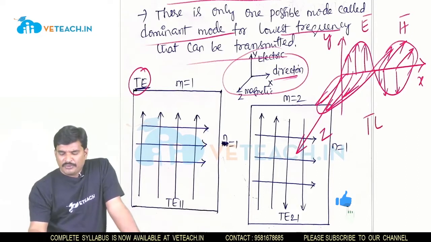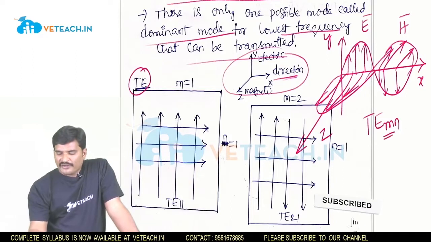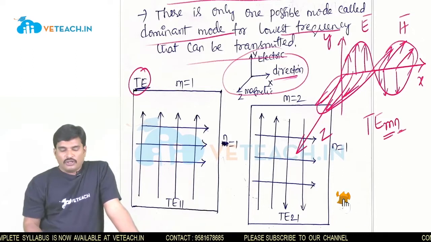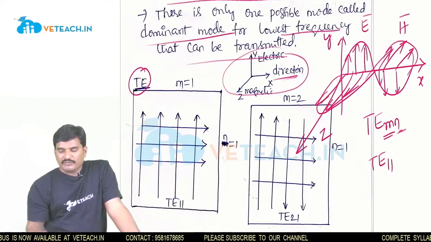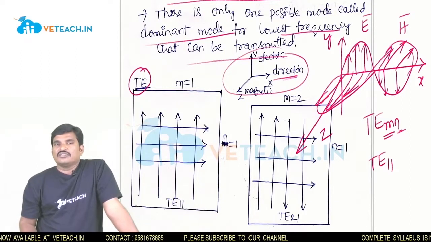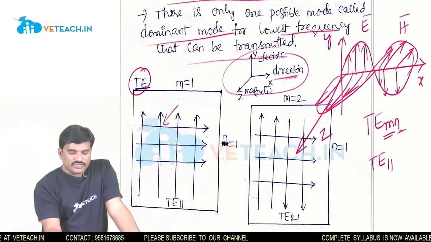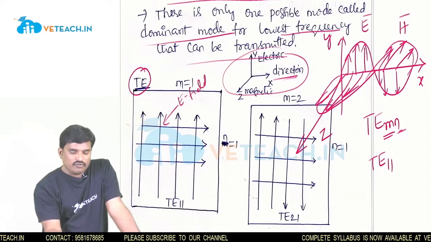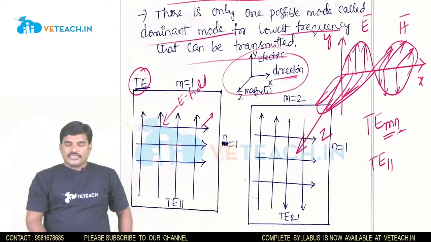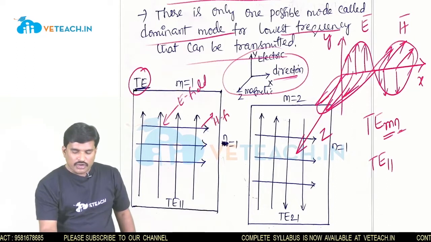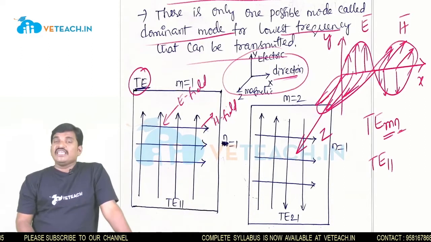Regarding the TE now, every time please mention TEMN, M for the row and N for the column. So what is the value of this one? TE11, where M becomes 1 and N becomes 1. This is TE11. The vertical line is called the electric field, and the horizontal line is the H field, the magnetic field. This is called the TE11.